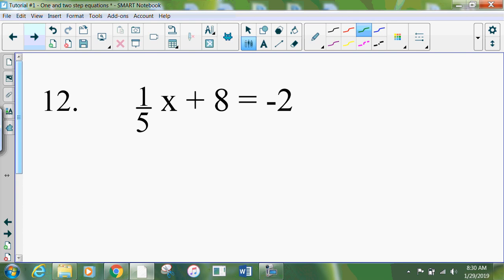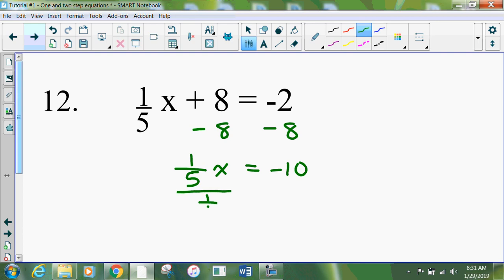All right, let's do this one. Once again, we're looking in a 2-step for either doing addition or subtraction first. So I look at the +8, I want to get rid of it, so I'm going to subtract 8 from both sides. I'm going to bring down my 1/5 x. That's -10. I have 2 choices here. I could divide both sides by 1/5, or I could multiply both sides by 5 over 1. Your choice. I'll go ahead and do it this way.